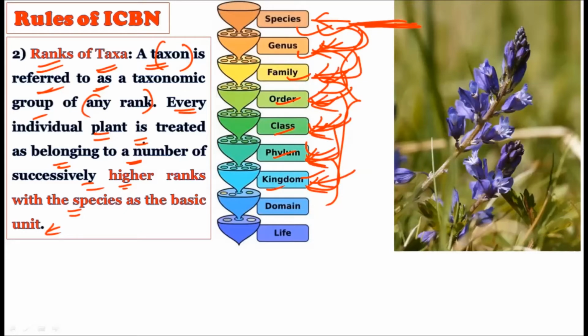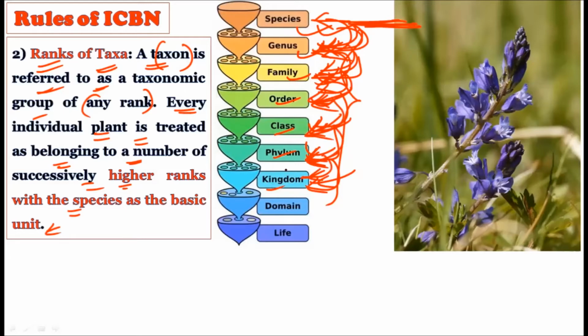So every individual plant is treated as belonging to a number of successively higher ranks. Every species actually belongs to several higher ranks: it has the species name, it should belong to a genus, it should belong to a family, to an order, to a class, to a phylum, and to a kingdom.